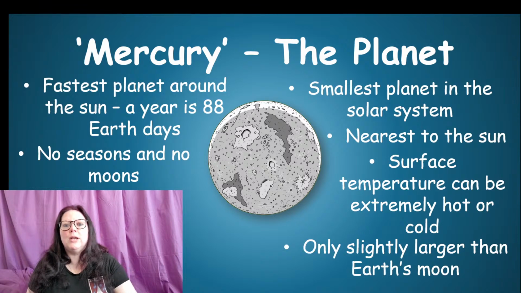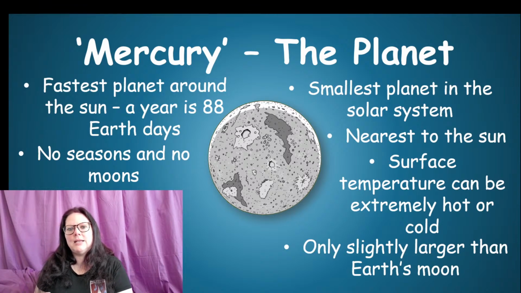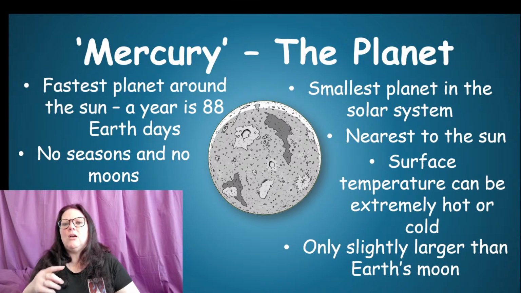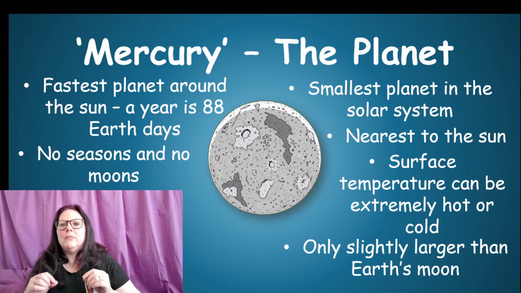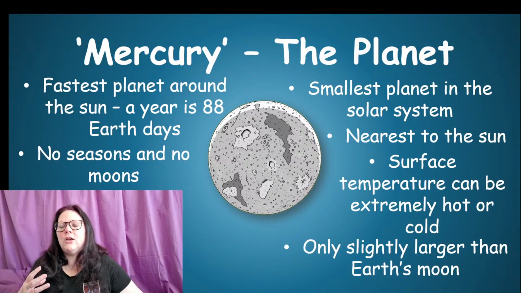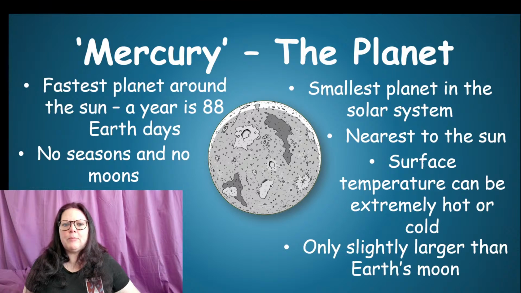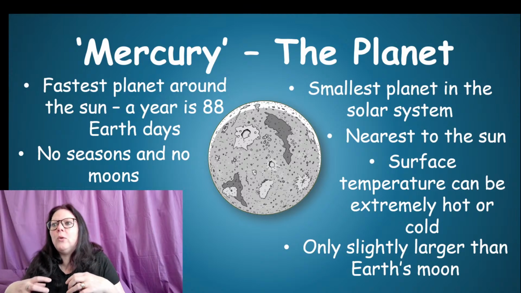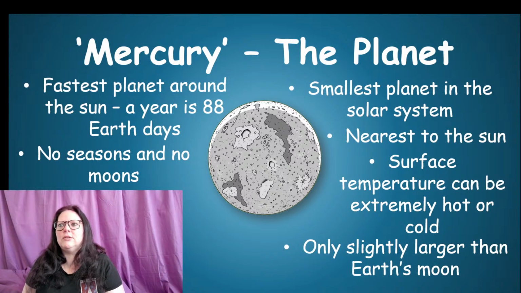Mercury is the smallest of the planets in the solar system, and it's the nearest to the sun, but it's not, as we discovered last week, the hottest. It's sort of second place in that one. It's only slightly larger than Earth's moon, so it's very small, and the surface temperature can be extremely hot or extremely cold. Daytime temperatures reach about 430 degrees Celsius. But because there's no atmosphere to retain the heat, temperatures can go as low as minus 180 degrees Celsius.